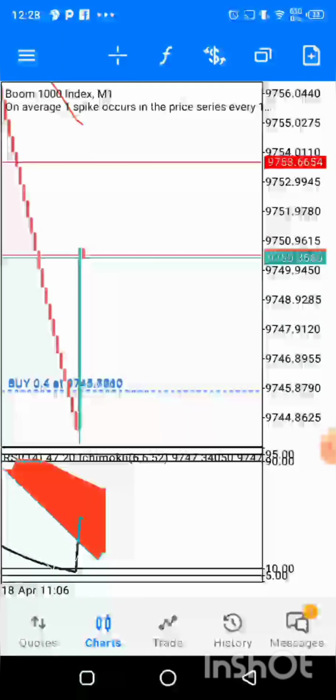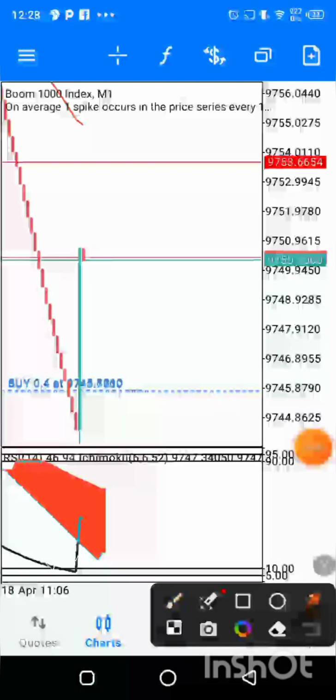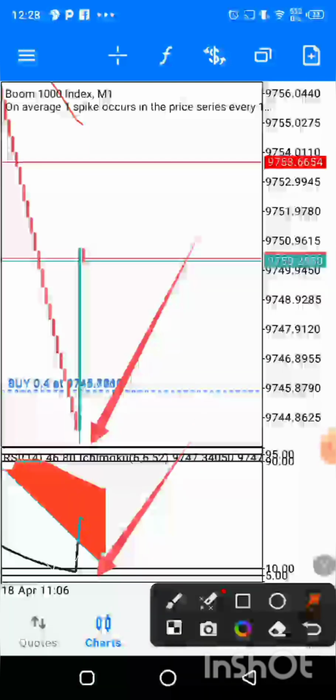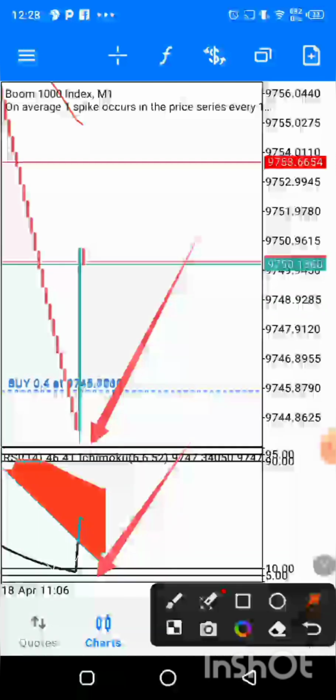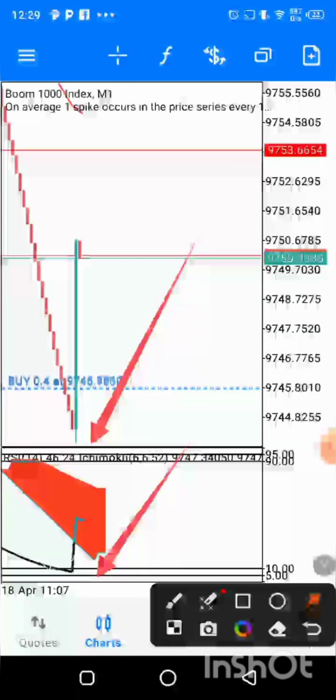Okay, guys, so you can see our entry at this point here. This was our entry, right here, and under the indicator window one, I saw price at level 10, level 5. You can see our RSI in between level 10 and level 5, and the same thing with the Ichimoku was at level 10 as well. So I knew price would be spiking at that very point.